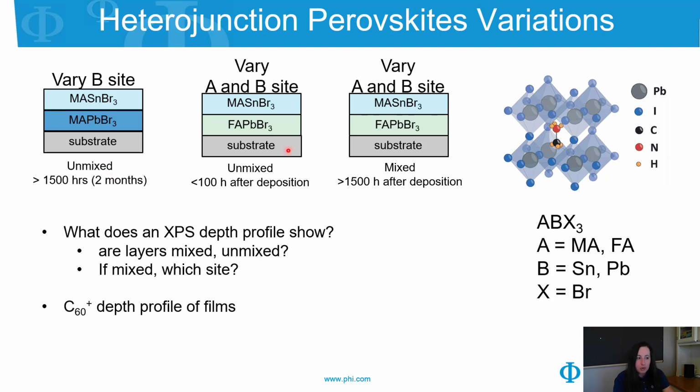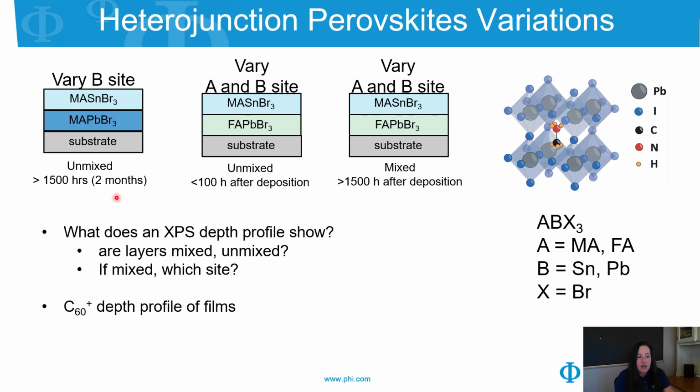The second 2, both the A and B sites were varied, with methylammonium or formamidinium, and then the lead and tin metal center. So Catherine brought us 2 of those. One was unmixed, so essentially we were analyzing it less than 100 hours after she made the film. And then the next one was mixed, so we analyzed that one more than 1,500 hours after that film was deposited. So what we're going to look at is what does the XPS depth profile show?